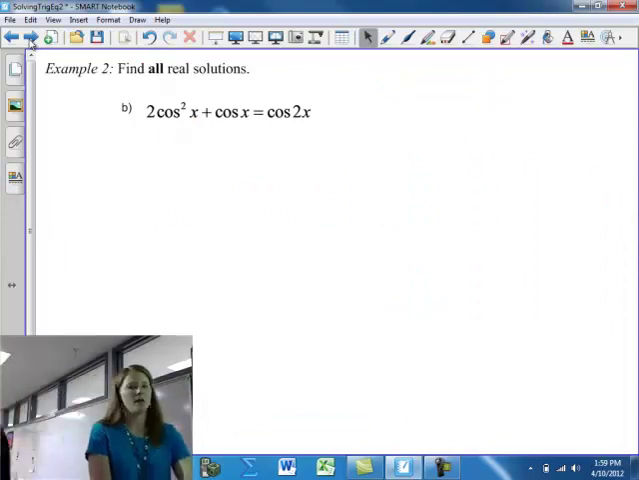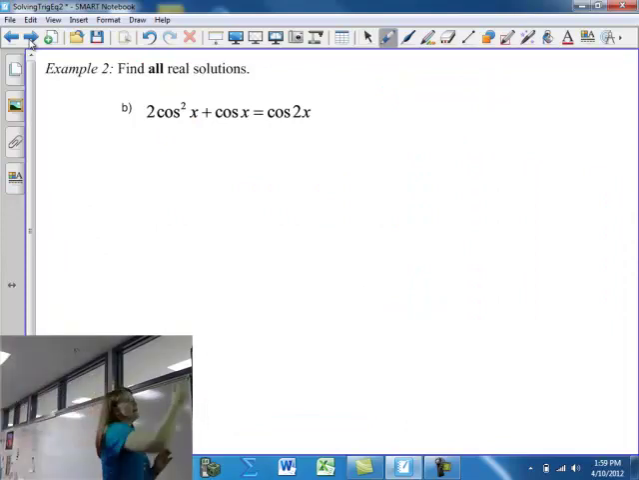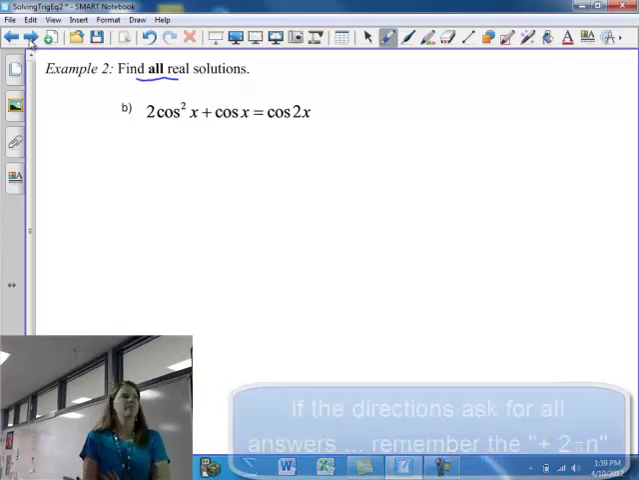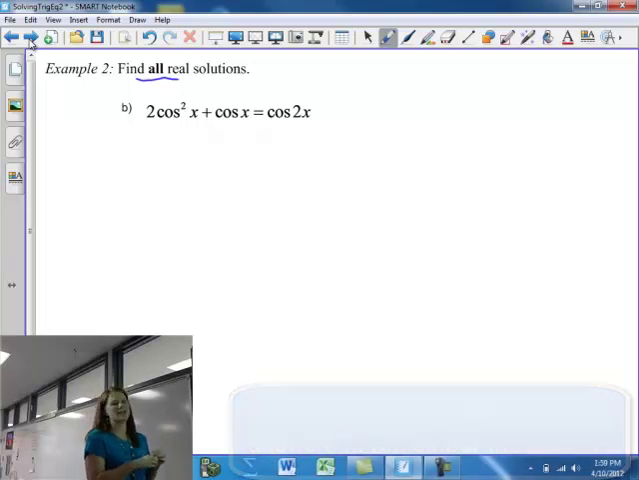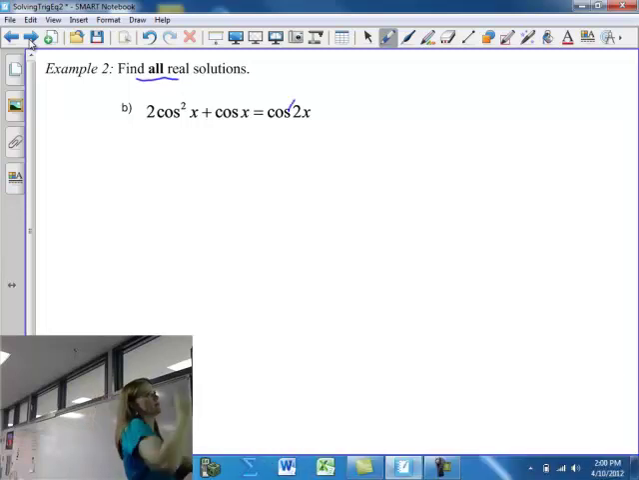Okay, I want to try one. Let me see if I can do one here. So we need to find all the answers, which just means in the back of my head, when I get my answers, I'm going to add 2 pi n to it. Let's keep solving. So I've got 2 cosine squared x plus cosine x, but I have a cosine of 2x over here. I really want that to be an x.